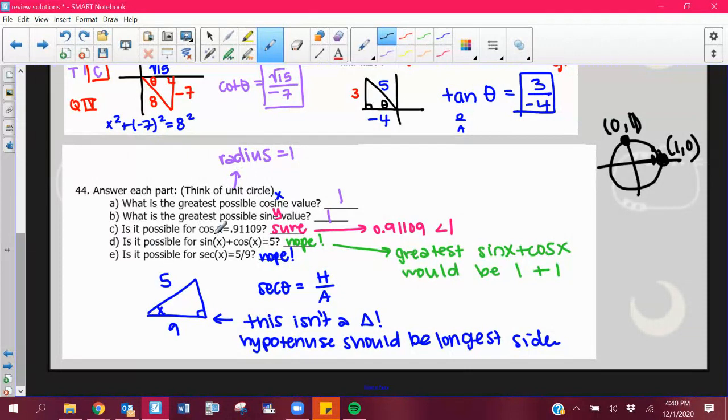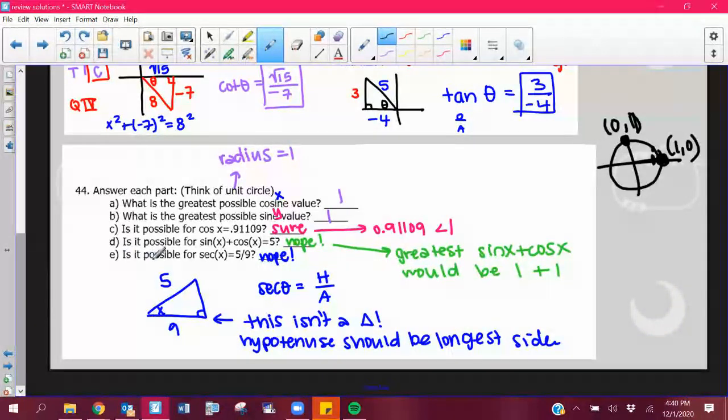Now, is it possible for sine x plus cosine x to be 5? Well, the biggest value for sine is 1, and the biggest value for cosine is 1. So the greatest value it could possibly be would be 2. So 5 wouldn't make sense for that one.